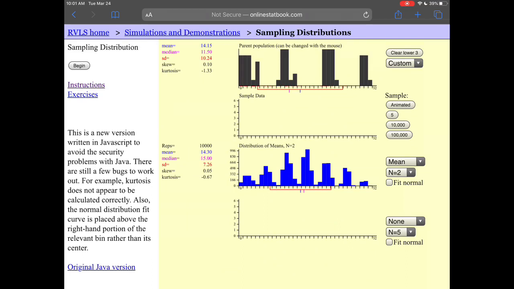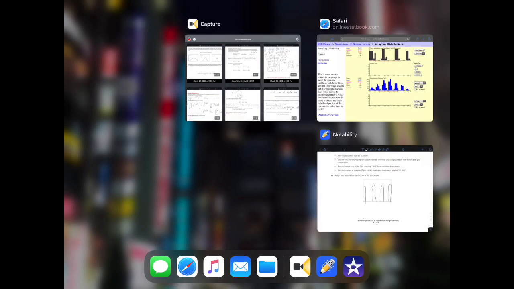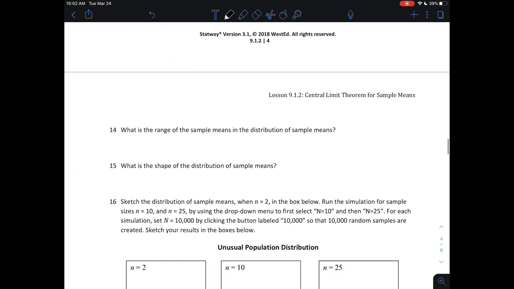Number 14 asks, what is the range of the sample means in the distribution of sample means? Here I've got values all the way as far to the left as 0, and then values up as high as 32. So my range is 0 to 32. Number 15 asks, what is the shape of the distribution of sample means? Can't really identify a shape from this, since it looks like I've got 1, 2, 3, 4, 5, 6, 7 little peaks, or 7 buildings that came from the 4 buildings. So our range for number 14, 0 to 32.